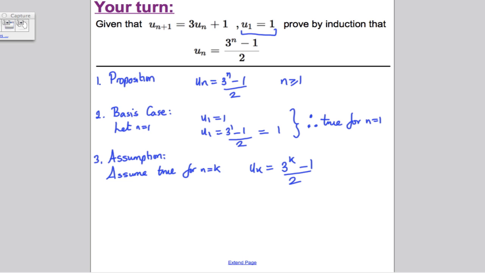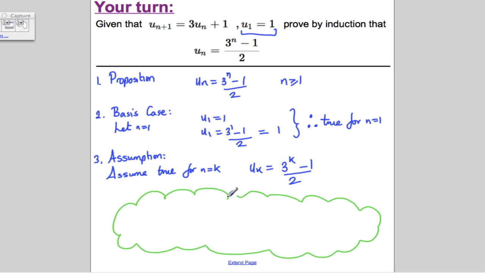Now this is where it gets a bit trickier. On a separate piece of paper or on a scrap of paper, do not write this in your proof. What are you trying to show? Knowing these three things hold here, and in particular the assumption stage, you want to show that u to the k plus 1 is 3 to the k plus 1 minus 1 over 2. That's what you want to show. You can't write it down straight away. You're going to have to use the recurrence relation somehow and this assumption to prove that is true. So that's where we're trying to get to.